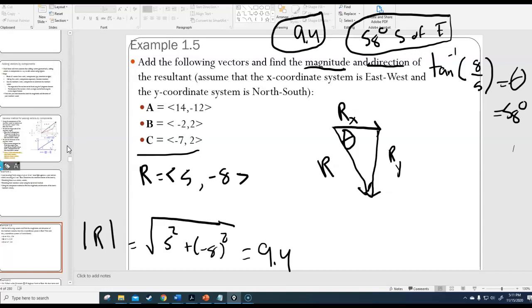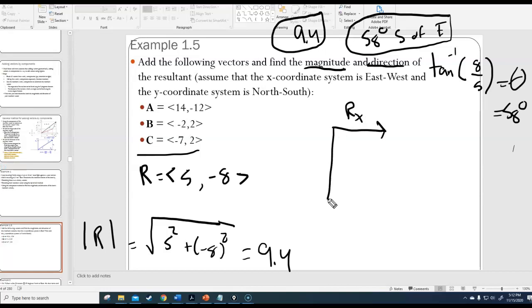Before I go on past example 1.5, I just want to point out one more thing. Sometimes people, especially if they don't fully understand the concepts behind vector addition, will tend to make really serious mistakes when they're sketching this out. For example, I have seen many people over the years do something like this. They find Rx and they find Ry just fine. And then what they'll do is they'll say, okay, this is Rx, this is Ry, and then this is the resultant.